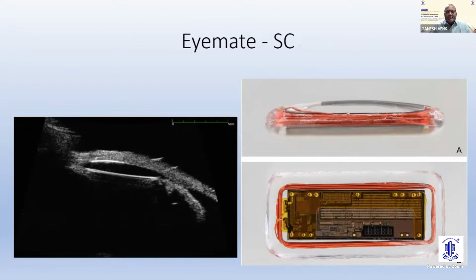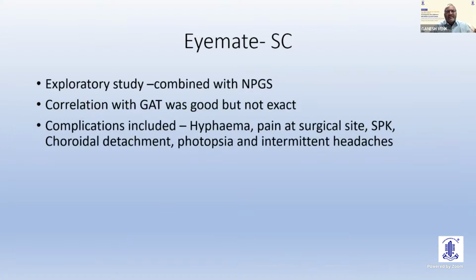And this is the iMate suprachoroidal, which is implanted in the suprachoroidal space, and you can monitor the intactness of the device using a UBM. And these are all exploratory devices which you can use while doing a non-penetrating glaucoma surgery. Correlation with GAT was good, but not very exact, and there were certain complications. There were a lot of patients with hyphema, pain at surgical sites, choroidal detachment, photopsia, and intermittent headache. These were the mentioned adverse effects of these devices.